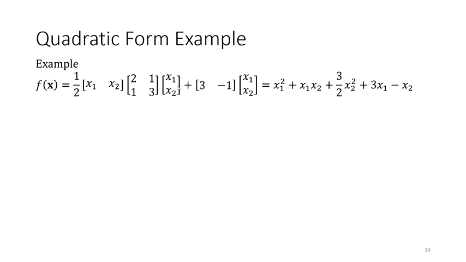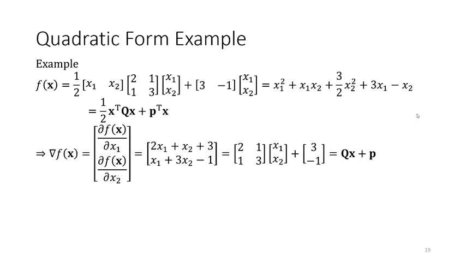So this quadratic term here gives me the first 3 terms, which are quadratic. It involves x1 square or x2 square or x1, x2. And this linear term here gives me thrice x1 negative x2. And we can express that in this vector form. The derivative, if you look at this expression, you can just differentiate with respect to x1 and x2, and you get this and this. And you can verify that that's also the same as Qx plus P.